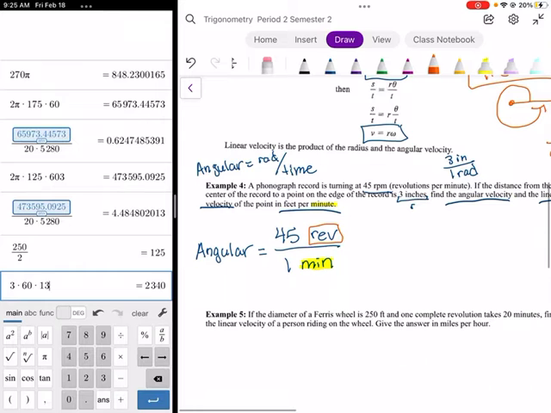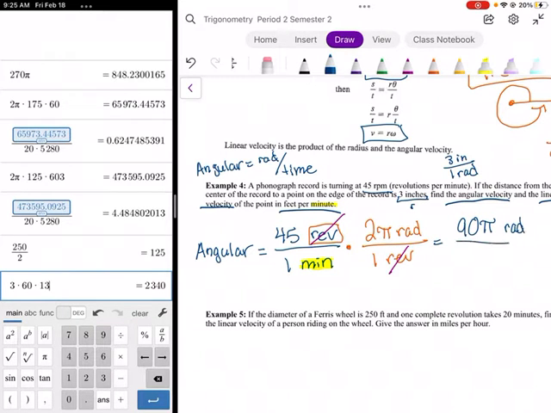So we can use that to get rid of the revolution unit in our problem down here. So we're going to multiply by 2 pi radians over 1 revolution. And by doing that, we get rid of the revolution units, and now we're in radians on top and minutes on the bottom, which is our goal. So we would get 90 pi radians over 1 minute, and that is our angular velocity.